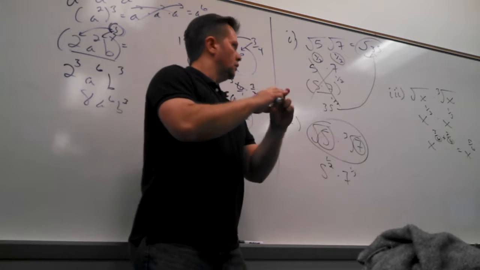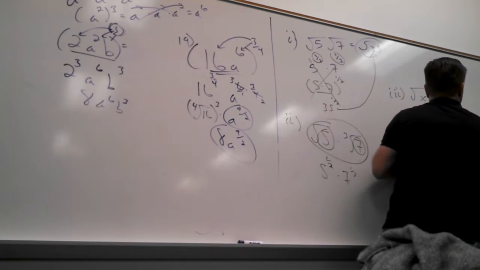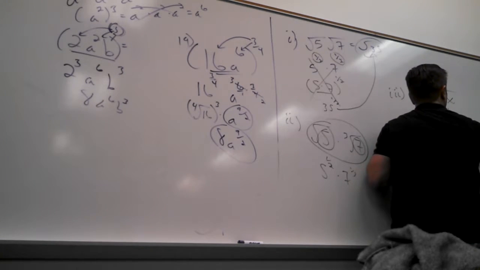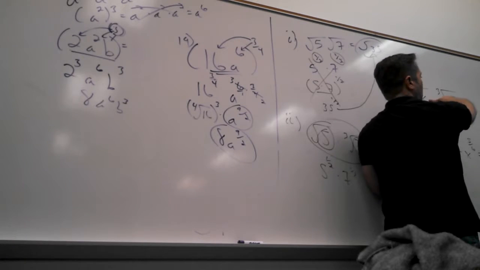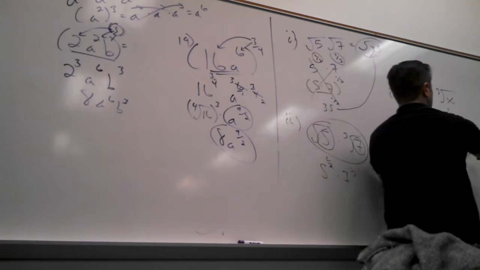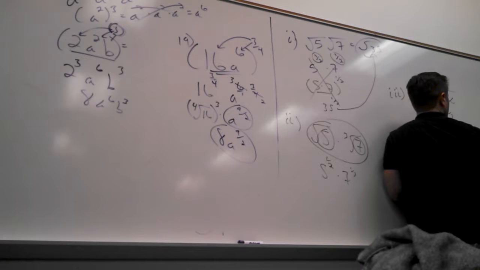So would that stay that way, or would you have to convert it? It depends on what they say. Normally, if it doesn't say anything, you put it back in the form it started in. Right? So how would this go into root form? 6. Good. So this is called exponential form.